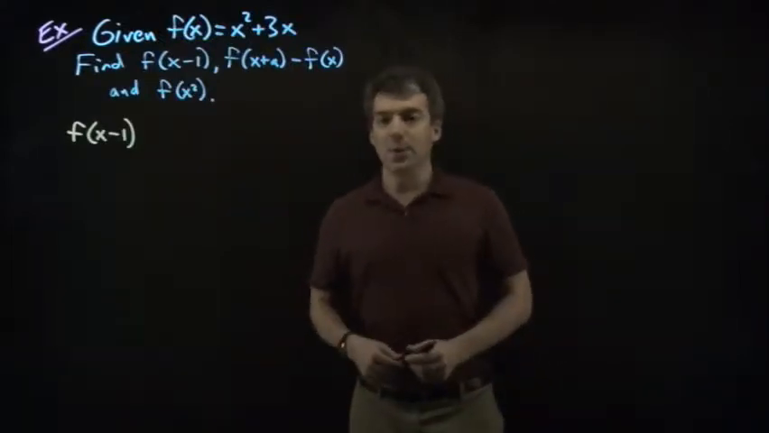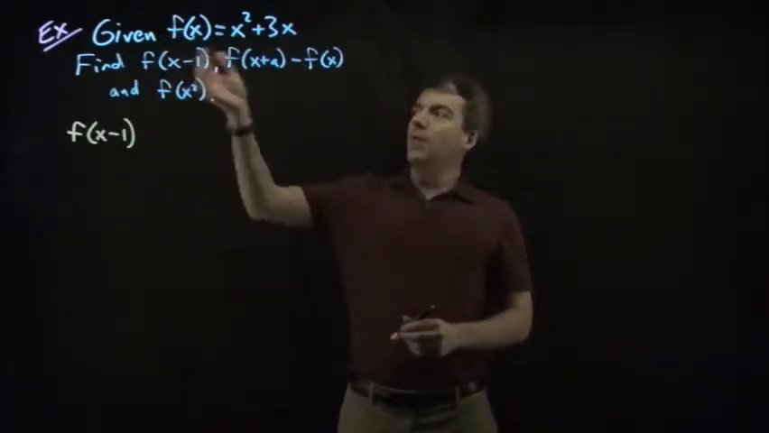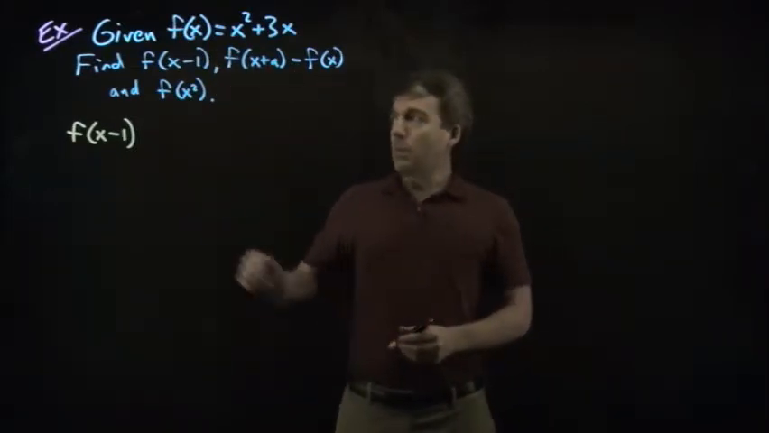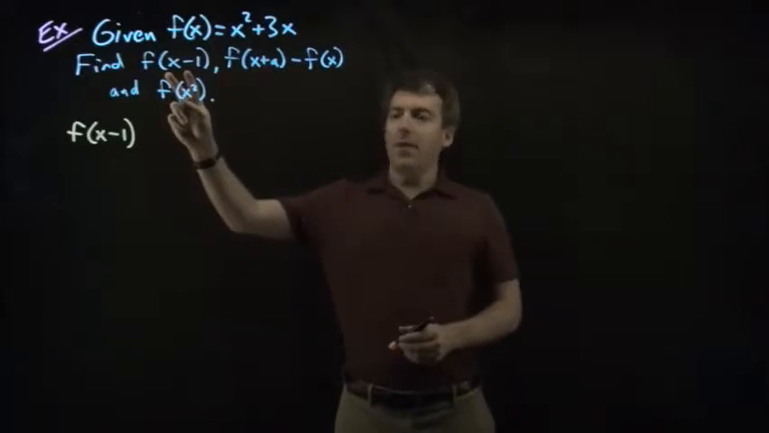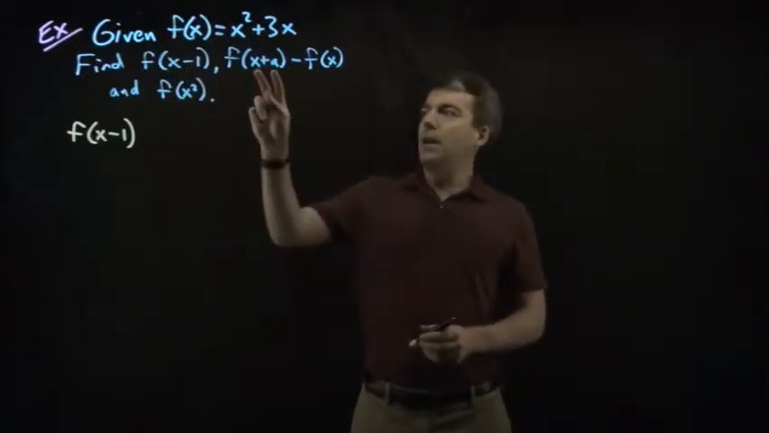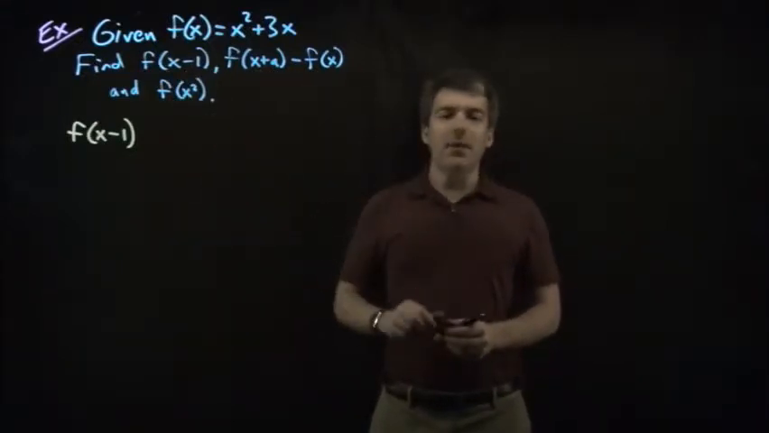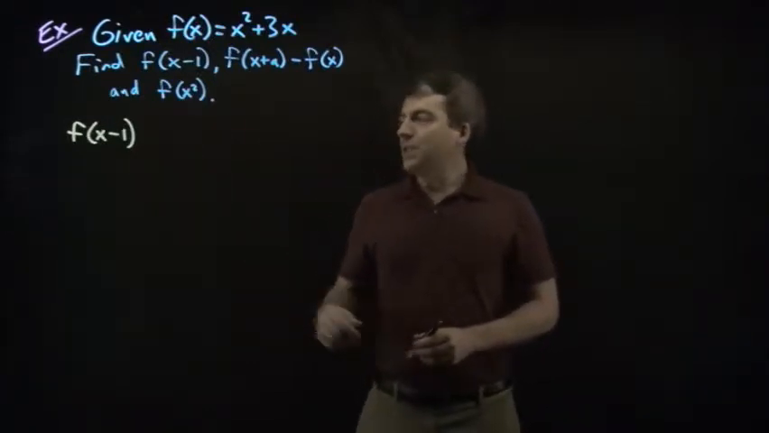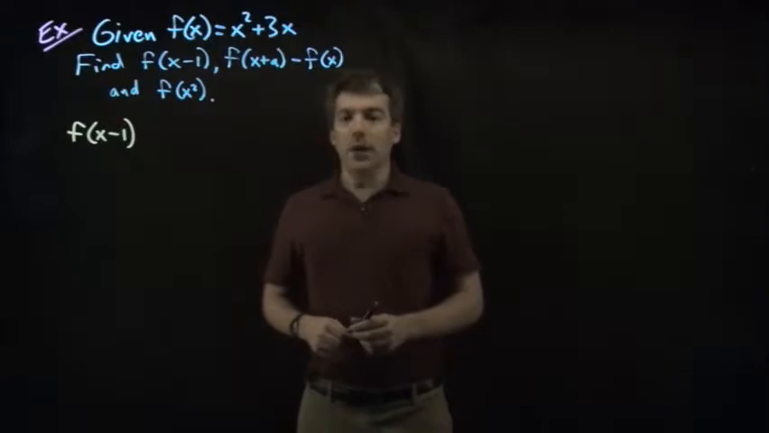Let's look at some more examples with functions. Here we're given the function f of x equals x squared plus 3x. And we're going to find f of x minus 1, f of x plus a minus f of x, and we'll find f of x squared. Let's start with f of x minus 1.